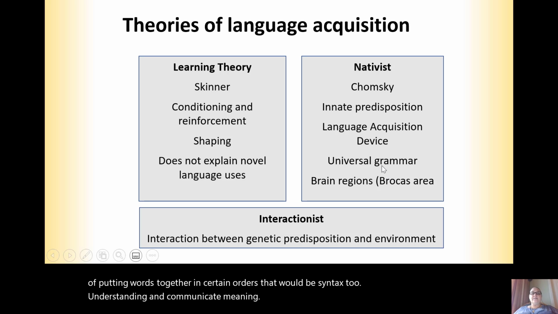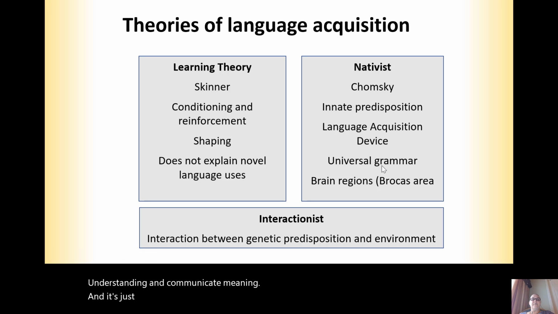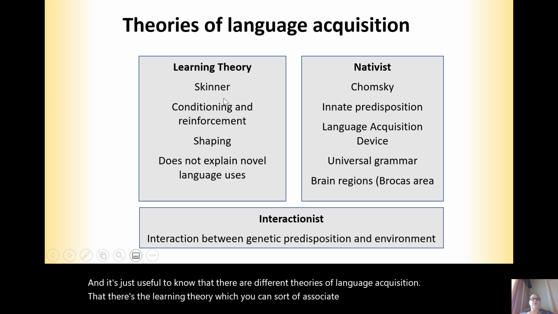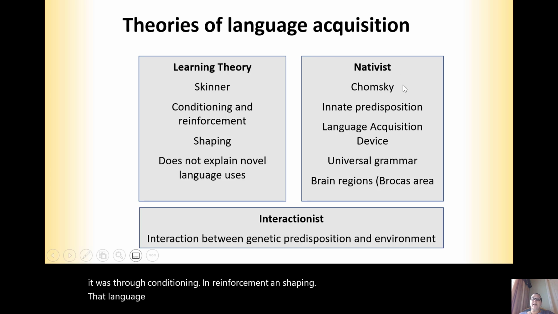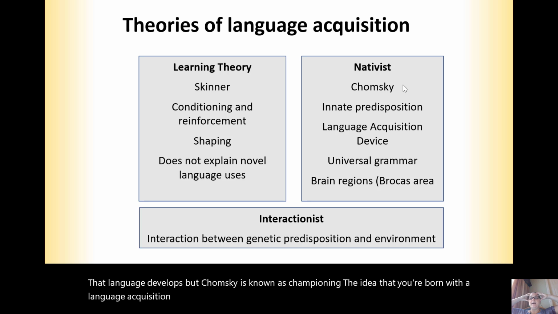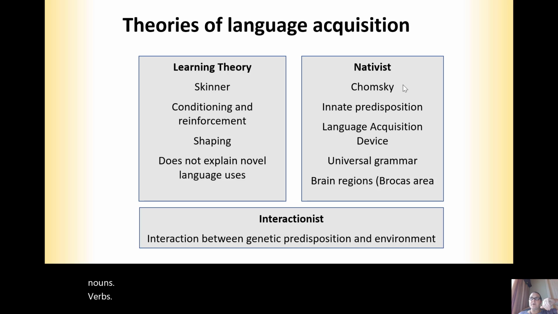It's just useful to know that there are different theories of language acquisition. There's the learning theory, which you can associate with Skinner, who believed that it was through conditioning and reinforcement and shaping that language develops. But Chomsky is known as championing the idea that you're born with a language acquisition device in your head, that you have an innate predisposition to have nouns, verbs, sentence structure, and order, and that there's this universal grammar.